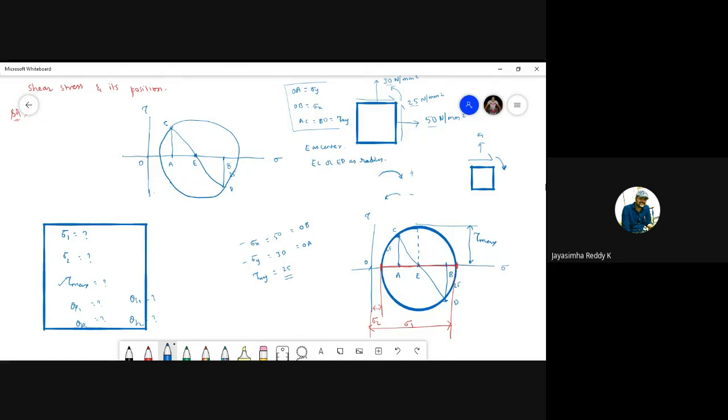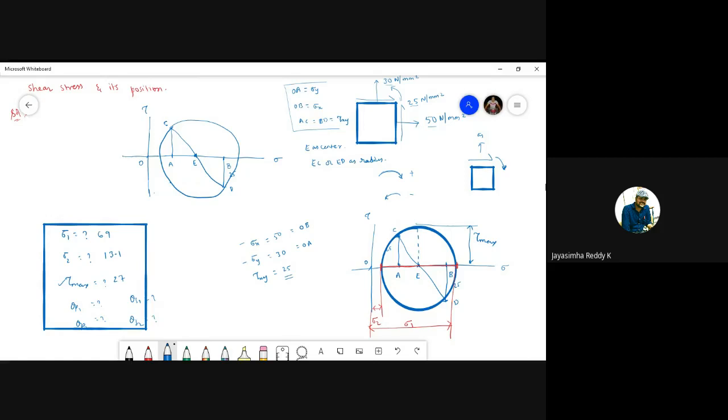So if you do this, sigma 1 you'll get as 69, and sigma 2 you'll get as 13.1. Okay, and tau max you'll get as 27. So we have got three values just by measuring with the scale. The only thing is you have to follow the steps and construct the circle. After constructing the circle, it is very easy. There is no formula needed. We just have to measure using the scale.